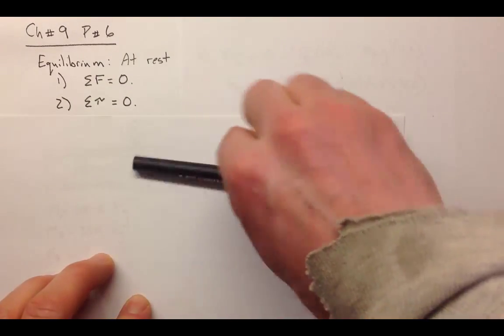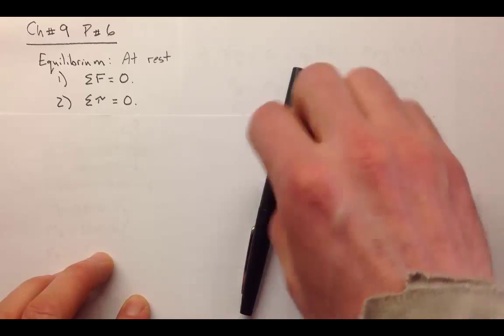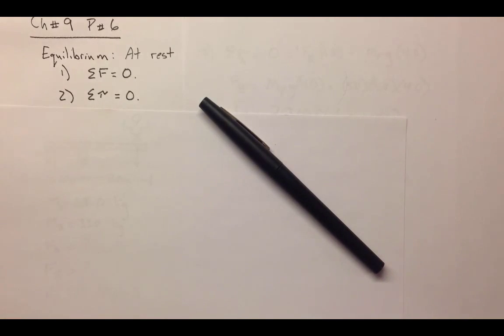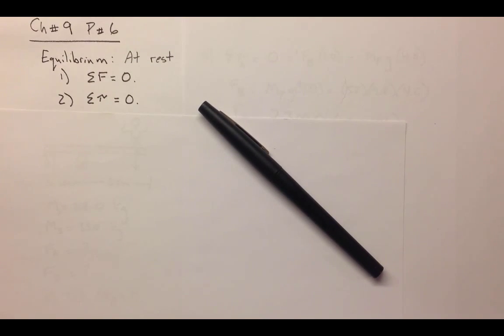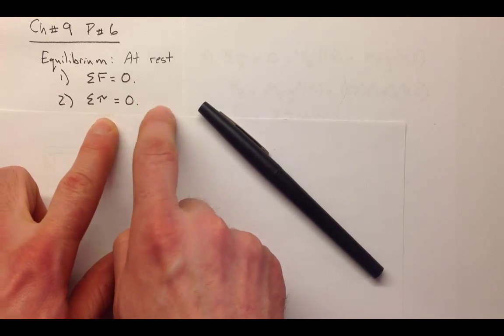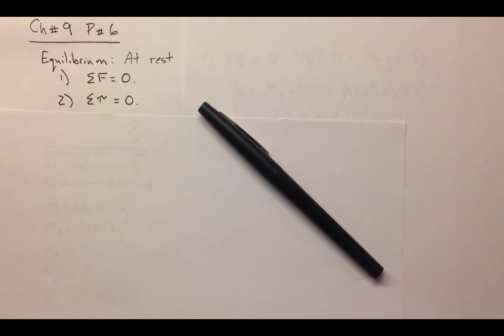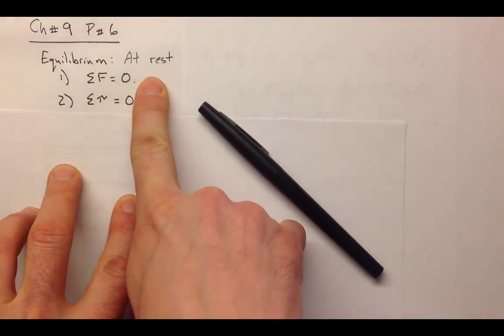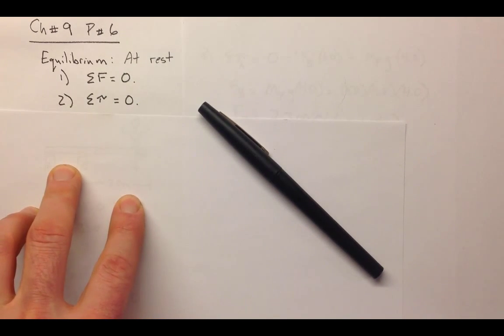For instance, this pen right here, the net force acting on it is zero because its center of mass is staying right where it's supposed to stay, in the center there, but yet it was spinning, so the net torque must not be zero. Sometimes students mistakenly think that one of these implies the other. It's not always the case. So for something to be in equilibrium, it must be at rest and staying at rest. These two conditions must be met, and that's probably the shortest lecture you'll get all year.